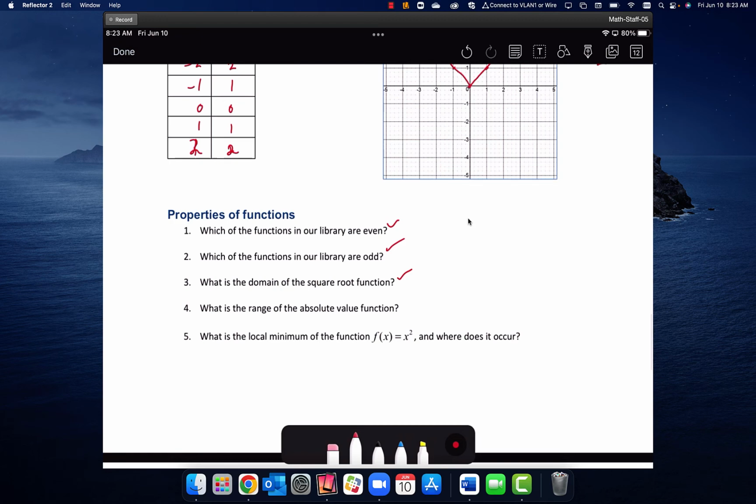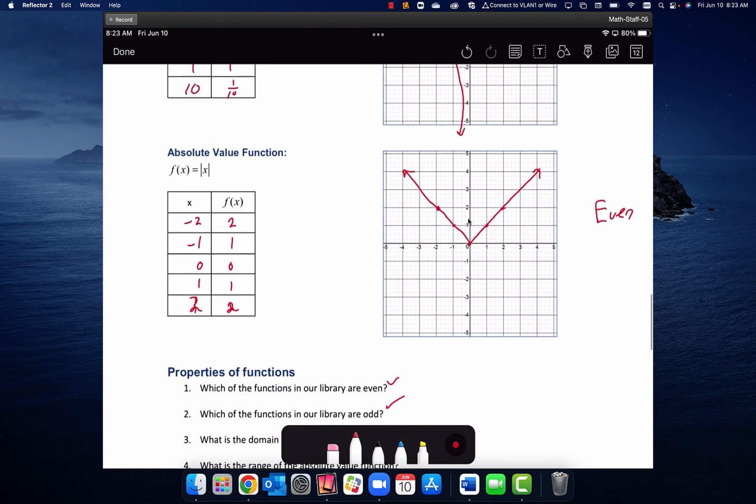What is the range of the absolute value? Remember, range is looking at the y values. So where do the y values start? The y values start at 0, including 0, and then go on to infinity. So the range is 0 to infinity, including the 0.